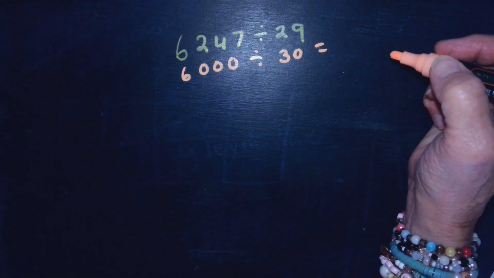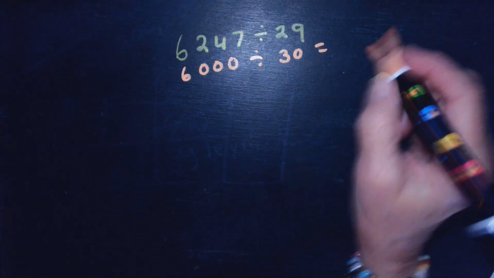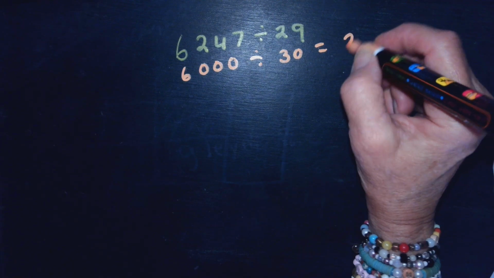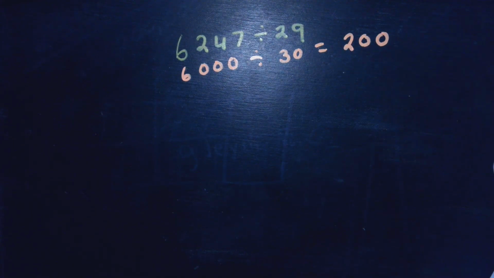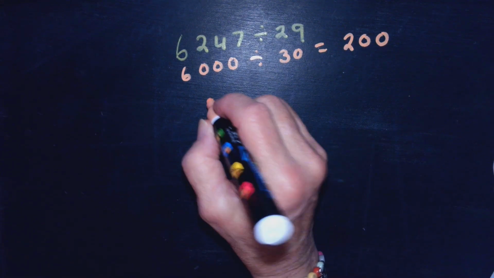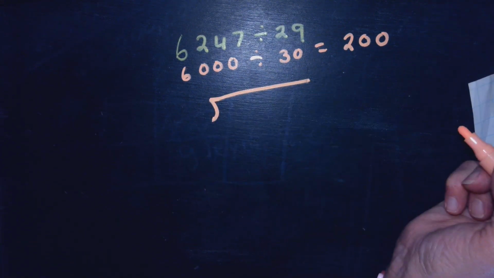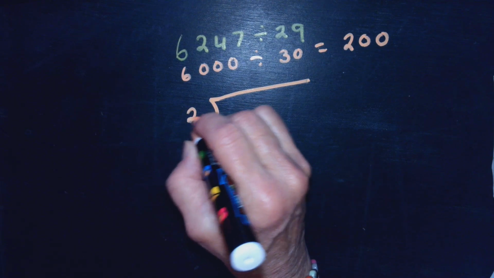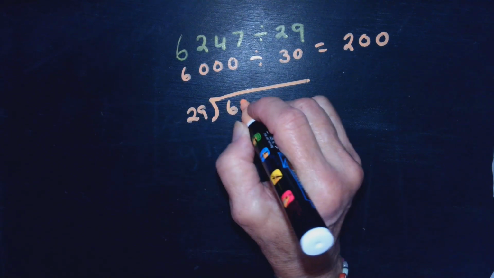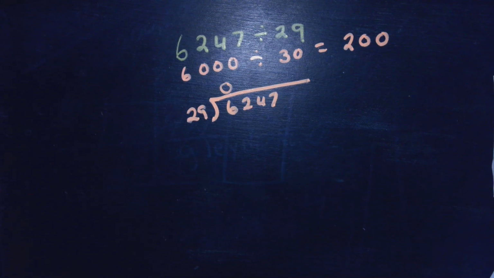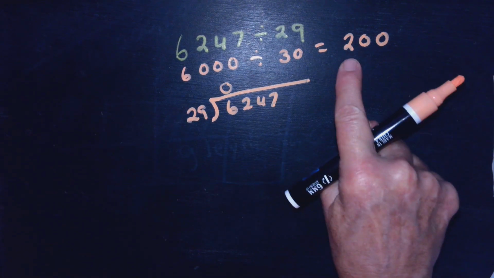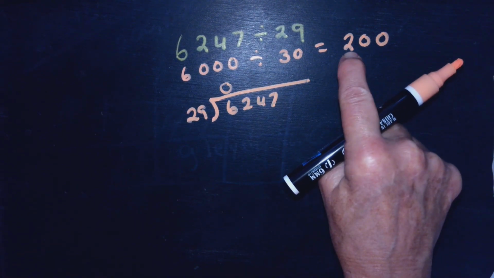And so when we divide, we know our answer needs to be close to 200. So let's see what we do when we divide. So I'm going to put my 29 here. I'm going to put my 6,247 here. And we know that 29 does not go into 6. Well, our first estimate is going to be 2.